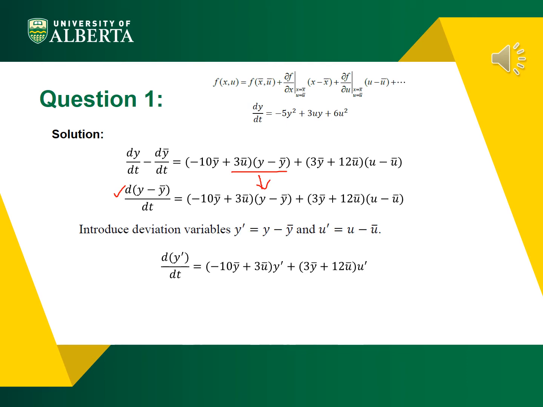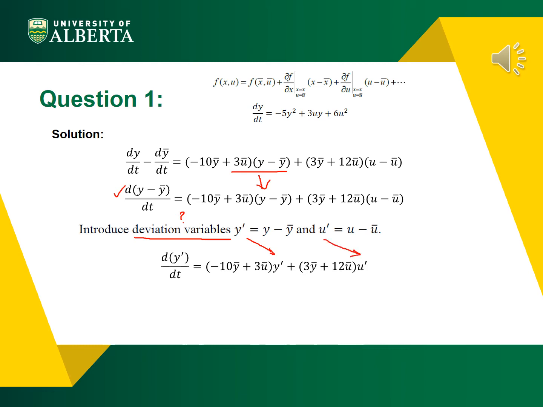We have been asked to write the linearized model in terms of deviation variables. So I introduce deviation variables. Y dash is equal to y minus y bar, and u dash is equal to u minus u bar. In that case, the final solution will be d of y dash by dt, and in place of y minus y bar and u minus u bar, I substitute y dash and u dash. So this is the solution for the first question.